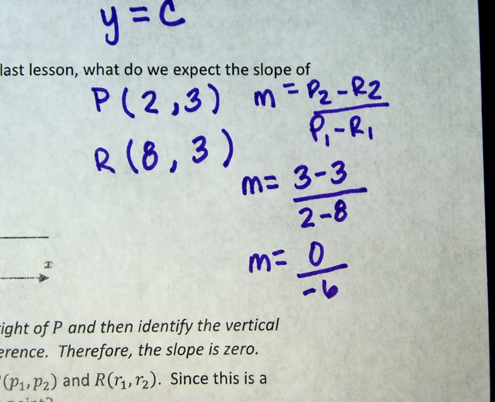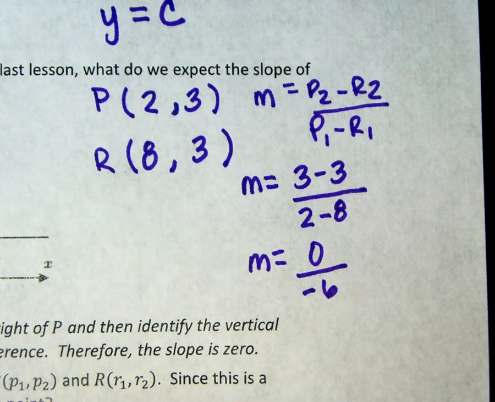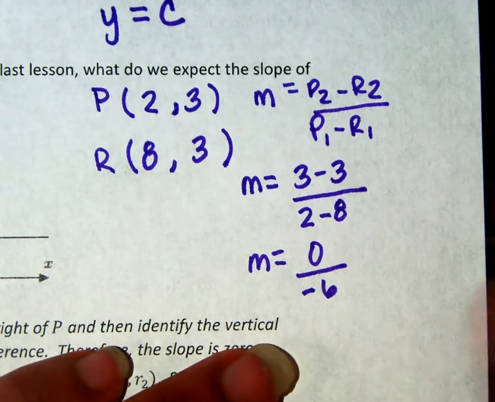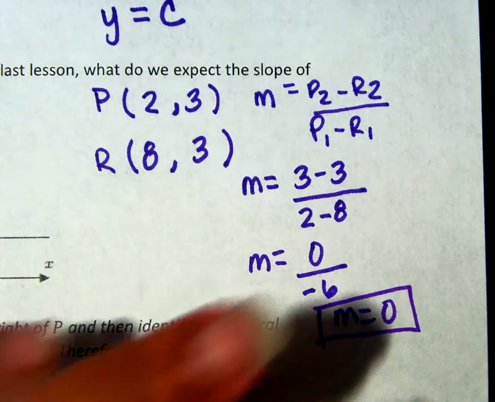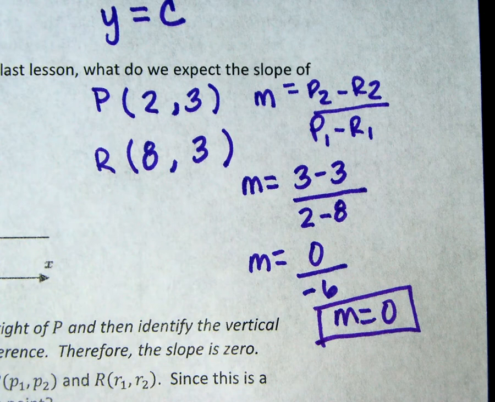So let's ask ourselves how to interpret this answer. 0 divided by negative 6. 0 divided by any number is 0. So we have proven that we can use this formula to calculate the slope for all types of lines, including horizontal lines.